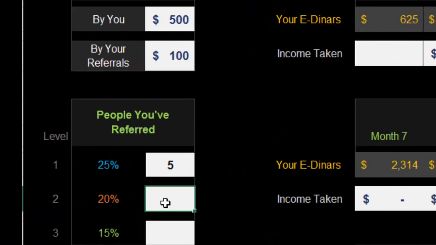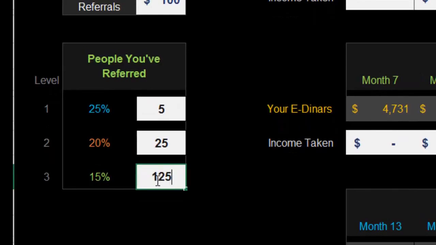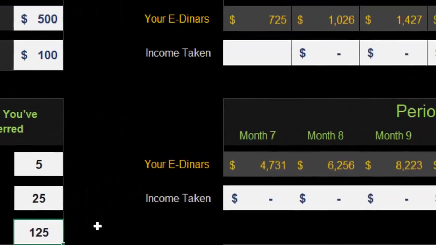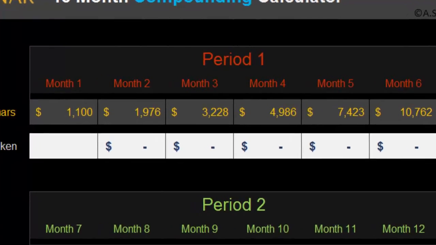But let's say those 5 introduce 5 each, so that's 25 people on your second level. Now you're getting 20% of their bonuses. And those 25 introduce 5 each, so that's 125 people on your third level. And you're getting 15% of their bonuses. Now, of course, this might not happen overnight. It might take a while, but for the purpose of this example, let's say you've got 5, 25, 125. So let's have a look at the figures. At the end of month 6, you're looking at over $10,000.